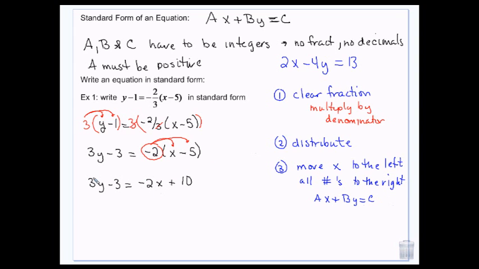Alright, I need to get this 2x over here in front of the 3y. So I'm going to pick it up, and I'm going to move it. And when I do that, I have to change the sign, because I picked it up and I moved it to the other side. So we're kind of doing the opposite of what we did before. Whereas before we picked up x and put it on the right, now we're going to pick it up and put it on the left.